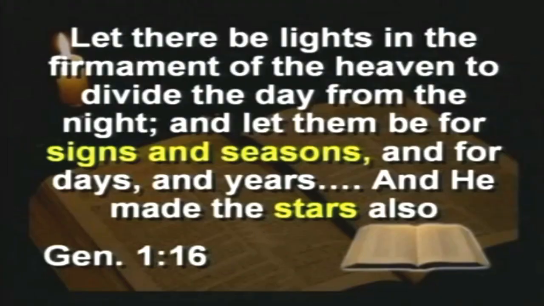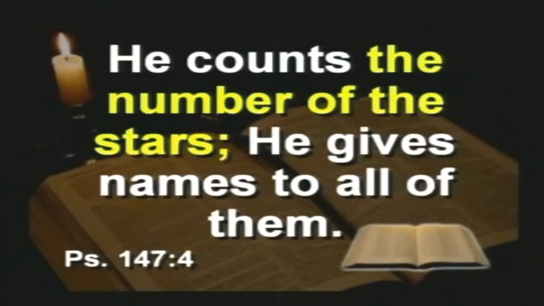Now, the Bible says in Genesis chapter 1, let them be for signs and seasons and for days and years, and He made the stars also. Here God is claiming He made the stars, and it says in Psalm, He counts the number of the stars. Not only how many there are total, but each one has its own number. So God will say, oh, this is star number 42 trillion, 718 billion. He knows the number of each one.